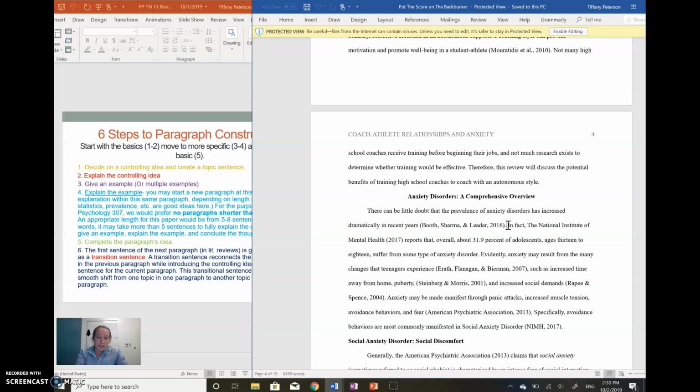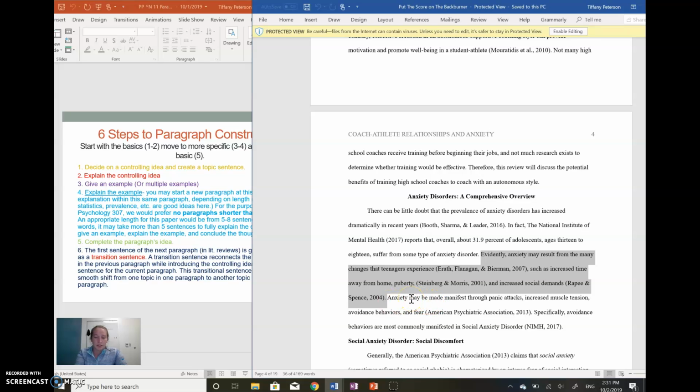So to explain it, I'm going to say the National Institute of Mental Health reports that 31.9% of adolescents ages 13 to 18 suffer from some type of anxiety disorder. Okay, so I'm explaining why anxiety is prevalent. Next is an example. So evidently, anxiety may result from the many changes that teenagers experience, such as increased time away from home, puberty, and increased social demands. That's an example right there.